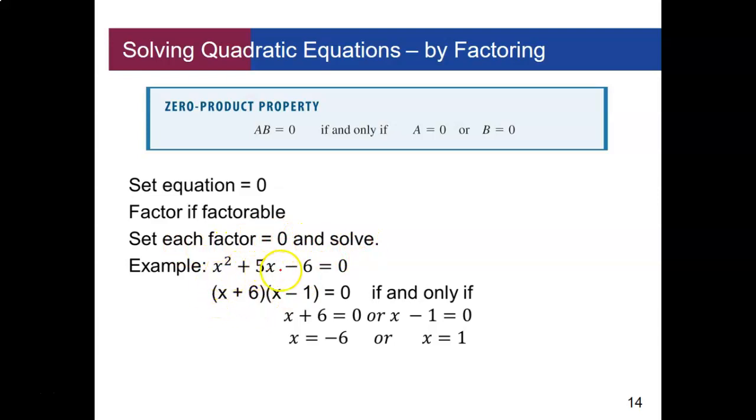So here we have x squared plus 5x minus 6 equals 0. This one's already set equal to 0, so we want to try factoring this. We need the factors of 6 that subtract to give us 5. So that would be 6 and 1, and we would need the 6 to be positive to give us a positive 5. So we end up with these two factors. This is like the A, and this is the B in the zero product property. So these two equal 0 if and only if one of these is equal to 0. So we'll set x plus 6 equal to 0, and we'll set x minus 1 equal to 0, and we get negative 6 and positive 1 as our solutions here.